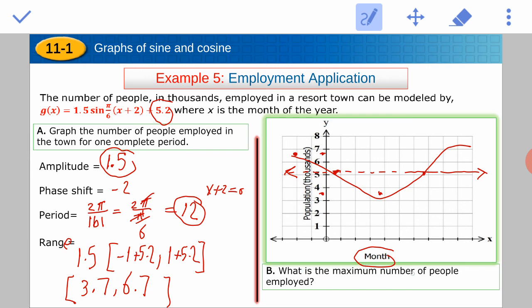What is the maximum number of people employed? The maximum number occurs at the maximum value, which is 6.7. Remember, guys, the number of the population is in thousands, so 6.7 multiplied by 1000 is equal to 6,700 persons.